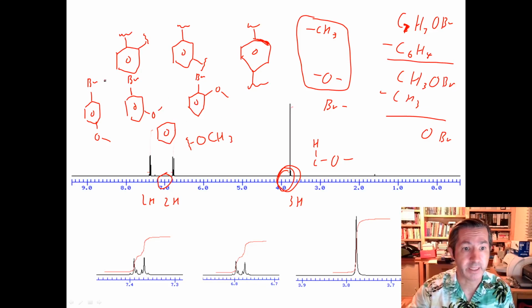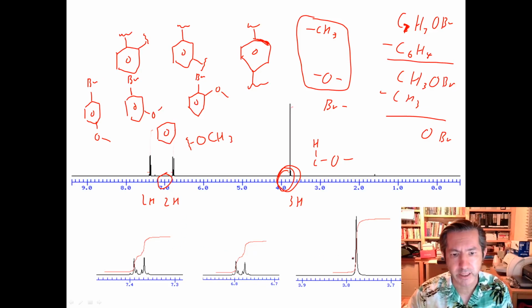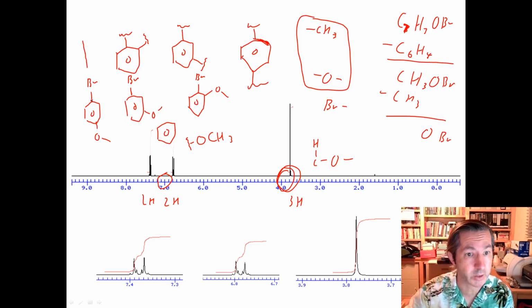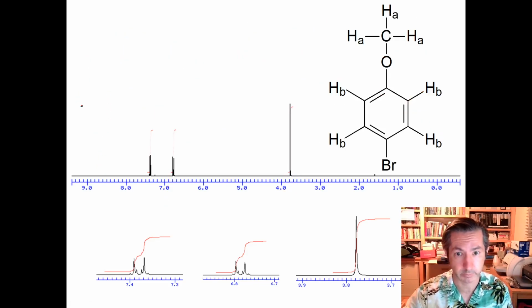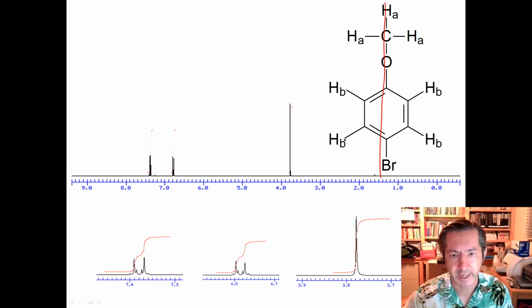And so we have these 3 possibilities, but we notice we've only got 3 signals here, a singlet and 2 doublets. The only possibility is the one that has a lot of symmetry. That's this guy right here. This is our compound. And notice we have a plane of symmetry running through here. And so we actually have 3 types. I'm going to cross that out.